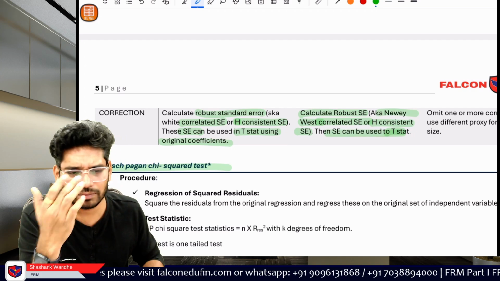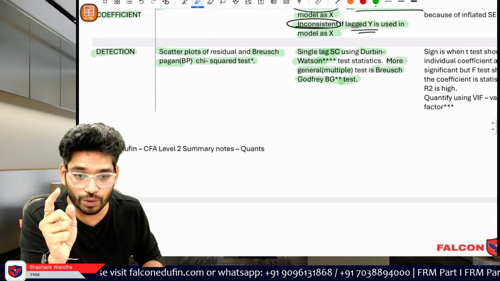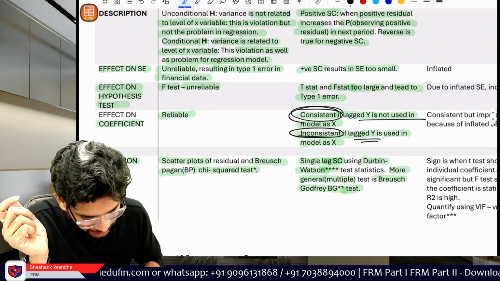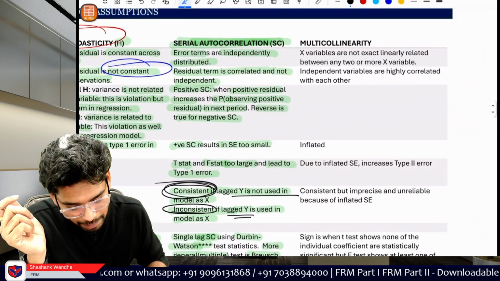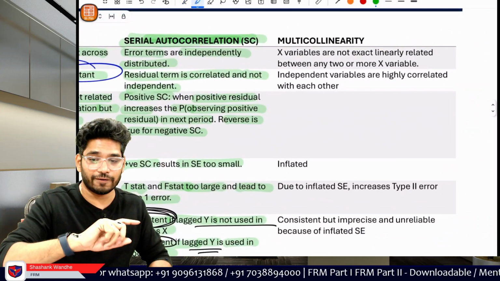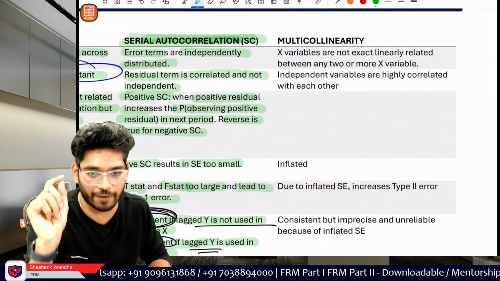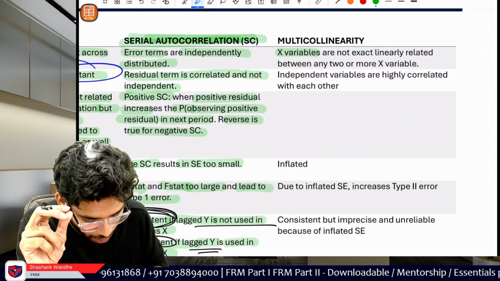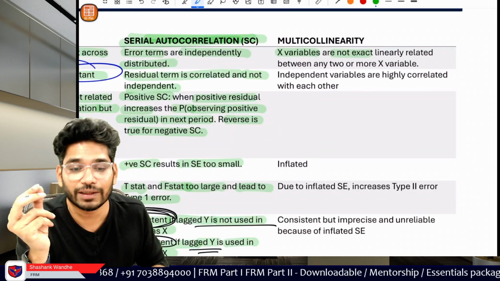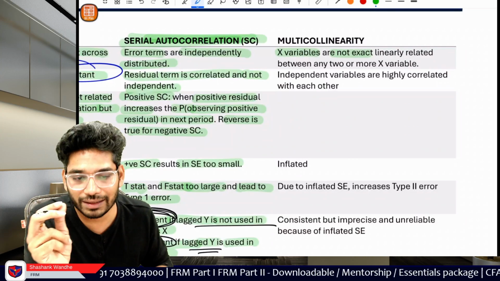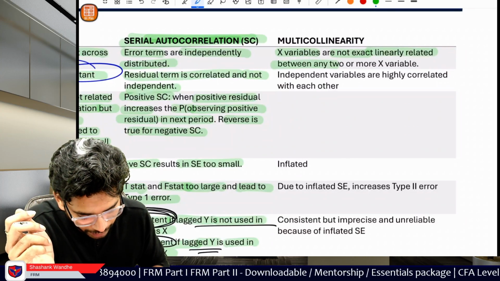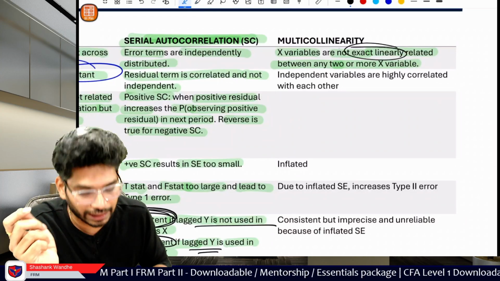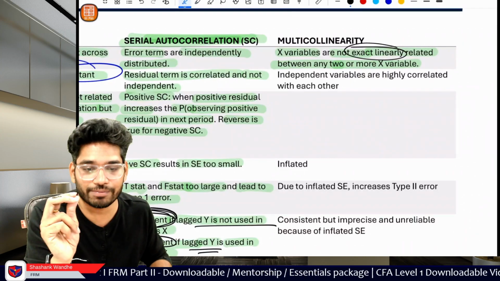And then same, you can use it in the t-stat, assuming this is the situation that your variables are consistent. Okay. Next is the multicollinearity. And here we have a relationship with the omitted variable. Multicollinearity is the assumption that the x variables are not exactly linearly related between any two or more x variables. We are talking about the exact linear relationship, and this is the assumption.